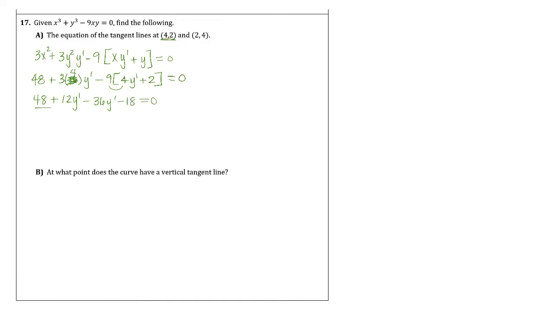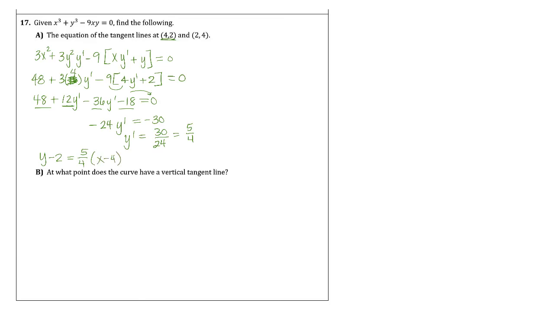And let's see, we can put these together. That's going to be 30. And then move it over to the other side, so that's going to give us negative 30. And then over on this side, we have 12y prime minus 36y prime. So that's going to be a negative 24y prime. So y prime equals 30 over 24, which looks like we're going to get 5 over 4. And then we can write our equation of our tangent line. So we're going to have y minus 2 equals 5 over 4 times x minus 4.